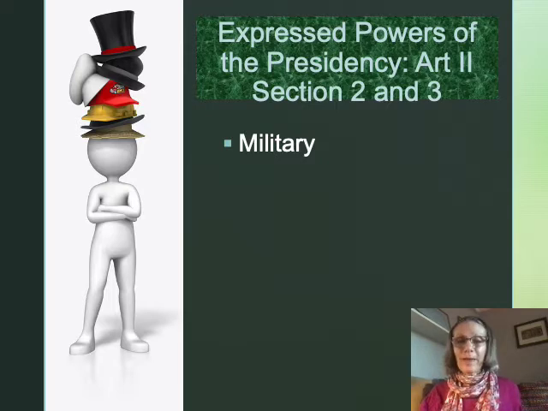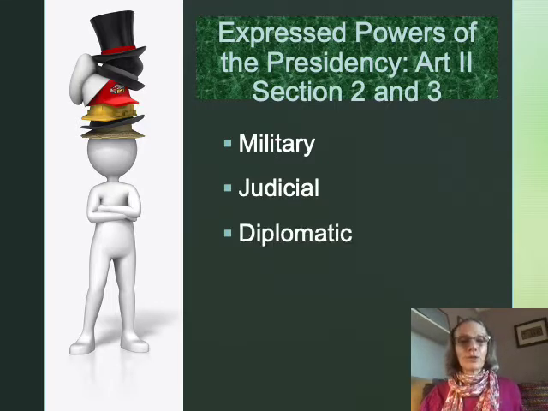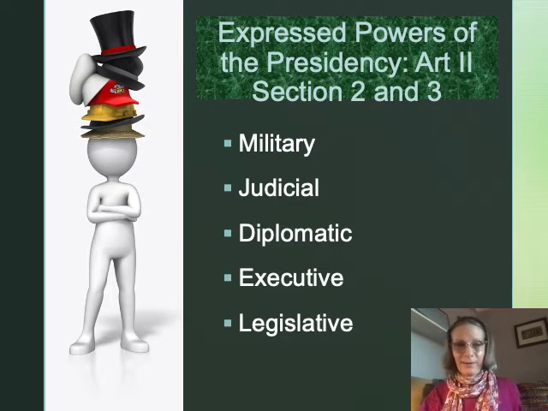And so we're going to be talking about the military power, the judicial power, the diplomatic power, the executive power, and the legislative power. And we'll look at those in detail, and you'll read about them in even more detail in your textbook. So let's get started.